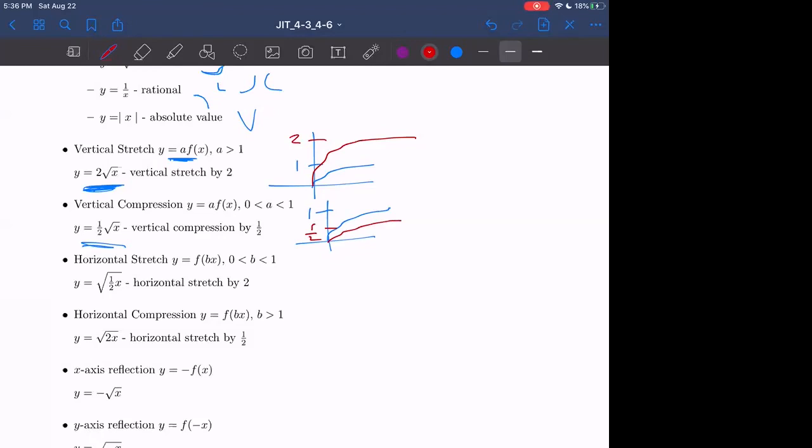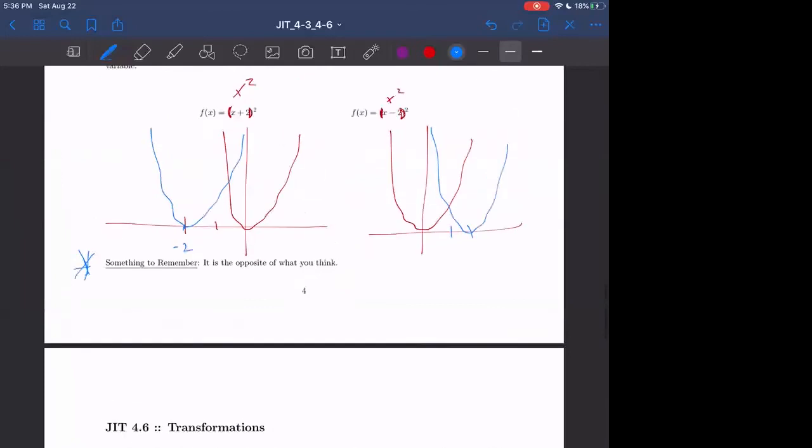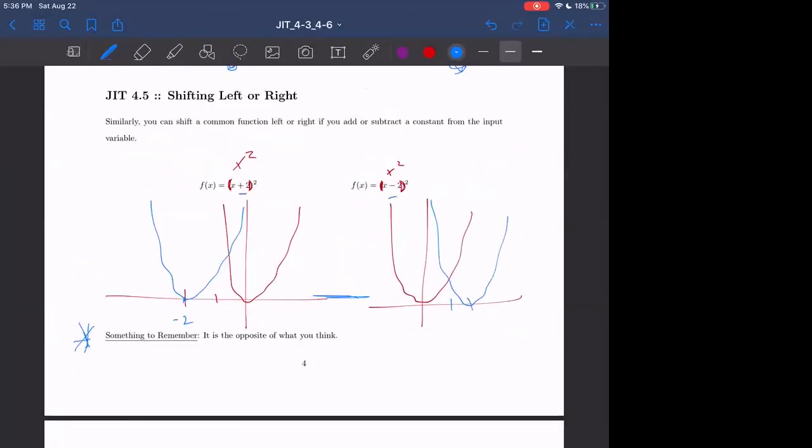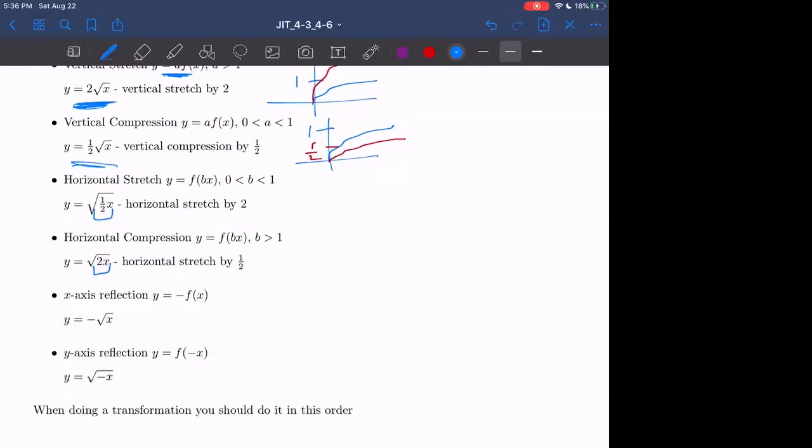All right, we can do the same thing horizontally. So horizontal is always going to be inside of the function. Just like up here when we added or subtracted, our horizontal movements were inside the function. Okay, so our compressions and stretches, that's also inside the function. All right, and again, horizontal, it's going to be the opposite of what you think. So if we're multiplying it by 1/2, that tells us we're doing a stretch by 2. Okay, any of your fractions, that's a horizontal stretch by the inverse of whatever value you had.